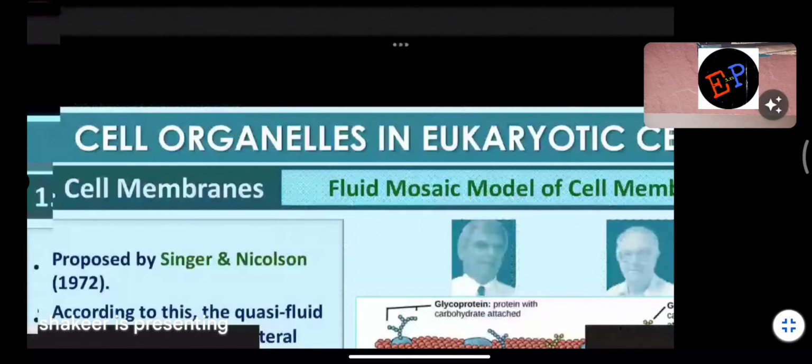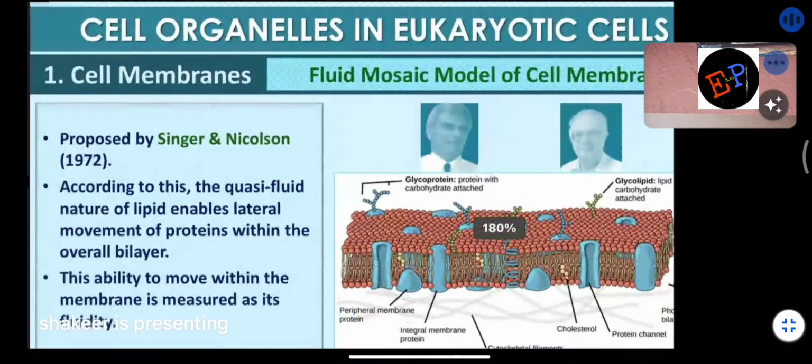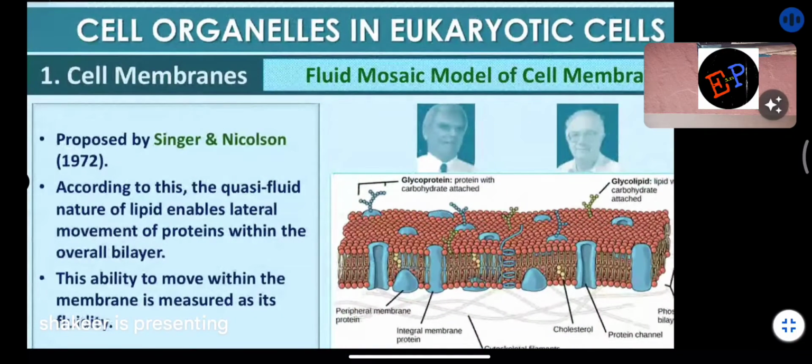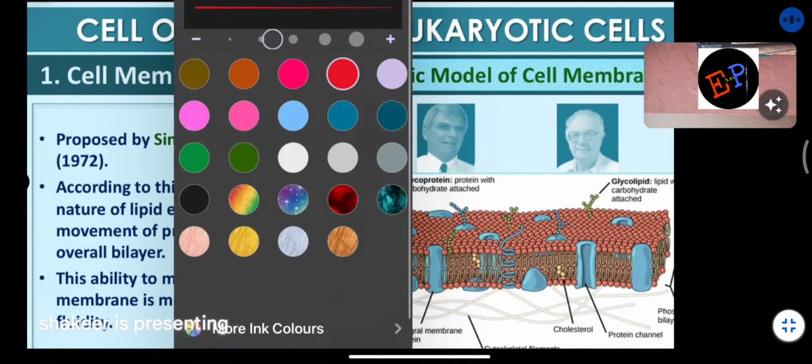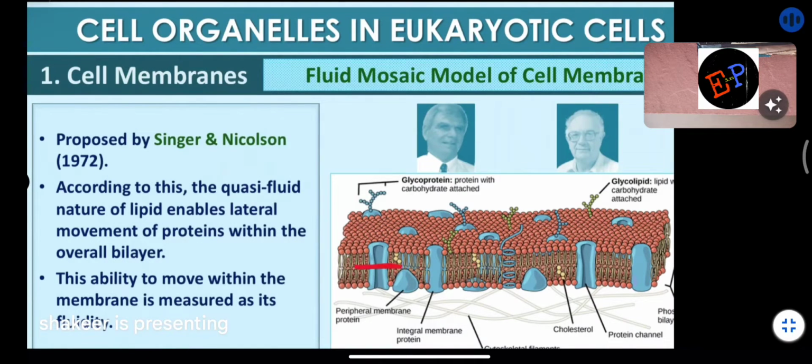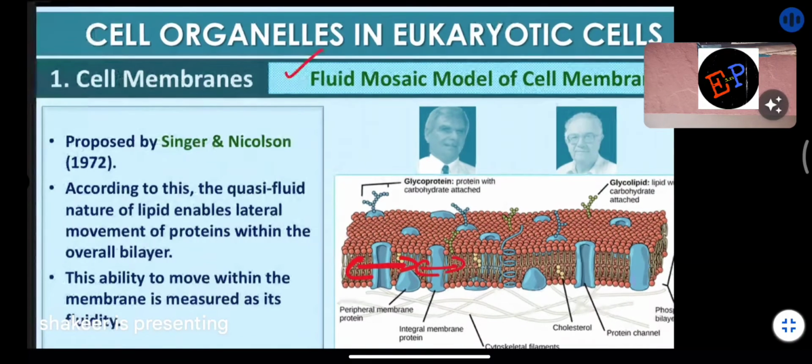Next, the fluid mosaic model of the cell membrane. What is meant by the fluid mosaic model of the cell membrane? It means that the proteins present in this cell membrane can have some lateral movement. Lateral movement means sideways movement. So these proteins can move like this. Are you able to understand? So this type of protein movement is called the fluid mosaic model of the cell membrane.